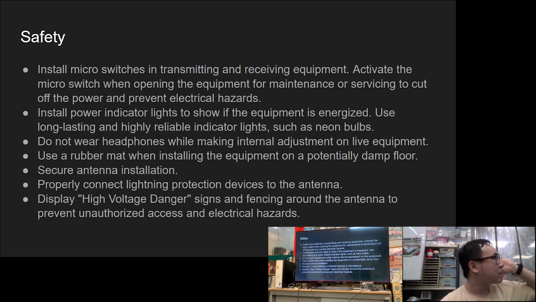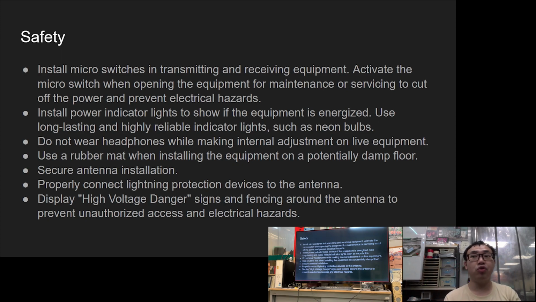Yes, this one is interesting, so I put it down. Don't wear headphones while making internal adjustments on live equipment. When you are operating the radio and doing maintenance, make sure you remove your headphone jacks, because headphone jacks will conduct electricity, so you may shock yourself in an accident if you don't remove your headphone jack first. And use a rubber mat, so that when your device is in fault, the electricity will not run through you and go to the ground, because your body can act as a conductor.